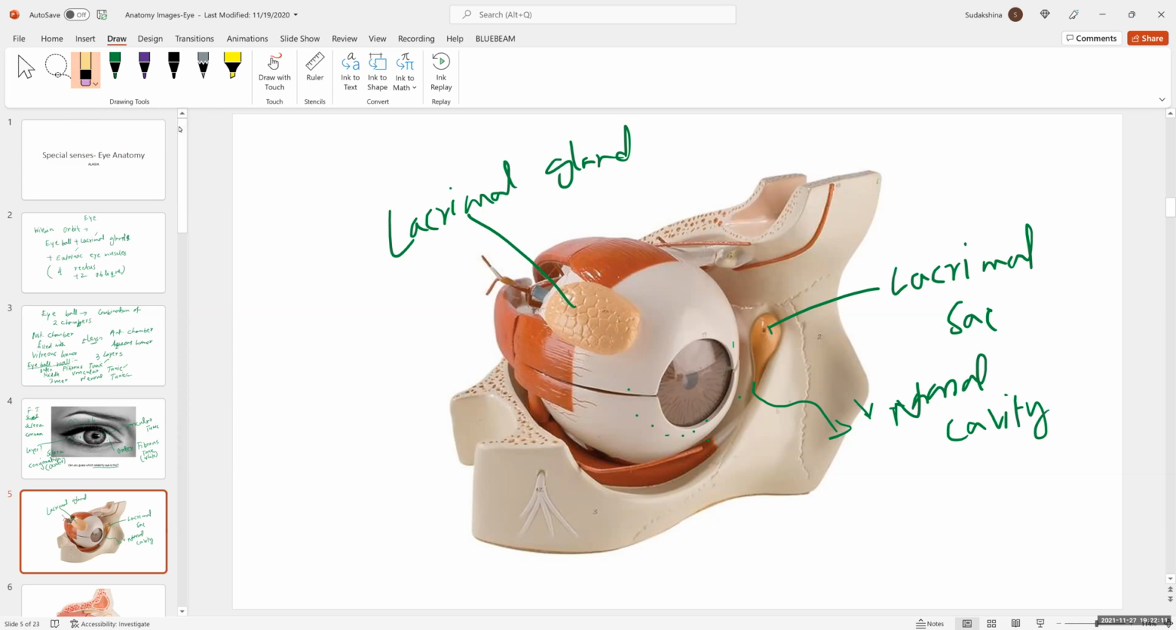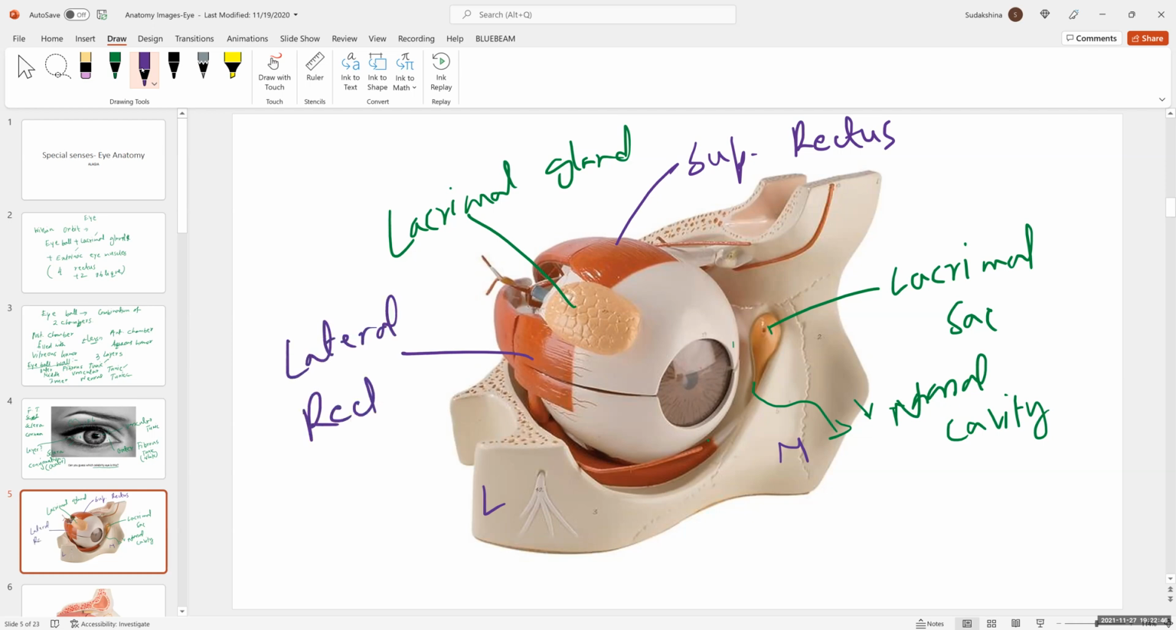So here, let me erase this. Besides lacrimal gland, what else can we see here? We see the rectus and one of the oblique muscles. So this is the superior rectus. These are for different types of eye movement, skeletal muscles. This is the medial part, this is the lateral part. So this is basically your right eye. This is the lateral rectus.